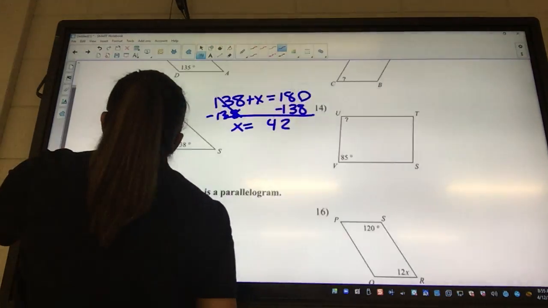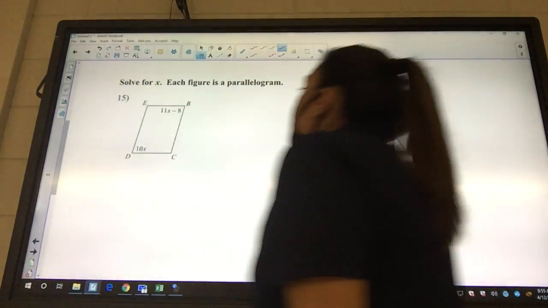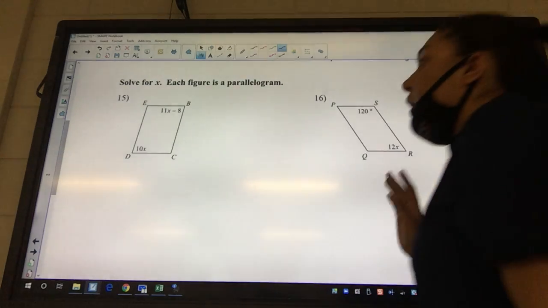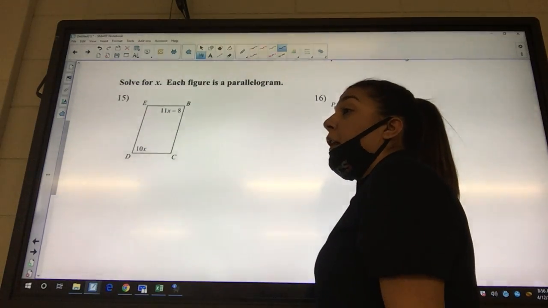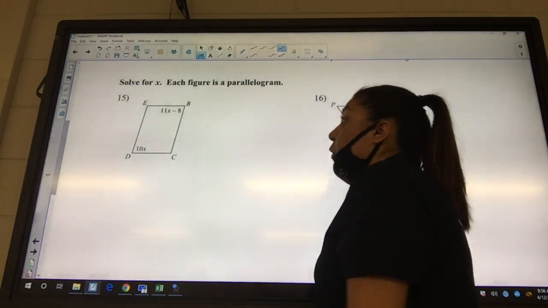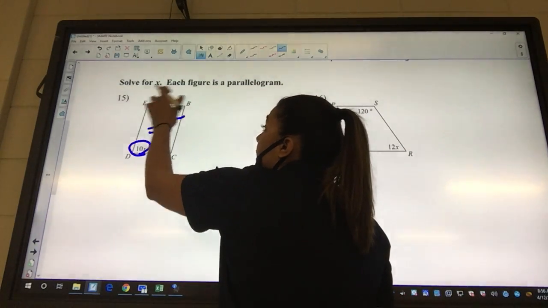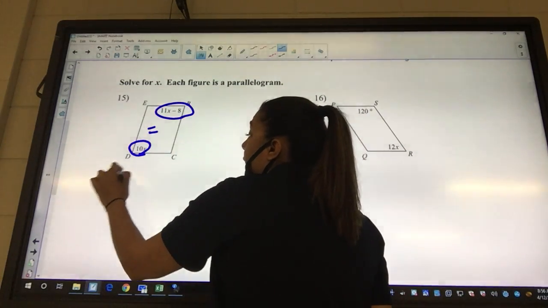Alright, the next section is the same-ish, okay? It's a little more difficult. It's the same concept, though. Okay, so are they on the same sides or opposite sides? Opposite. They're on opposite sides, which means they're what? They're equal. Okay, so I can set this one equal to this one. Okay, so write that out.